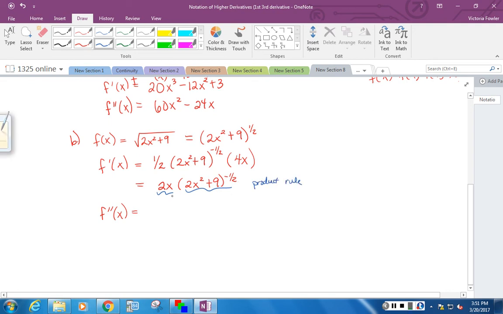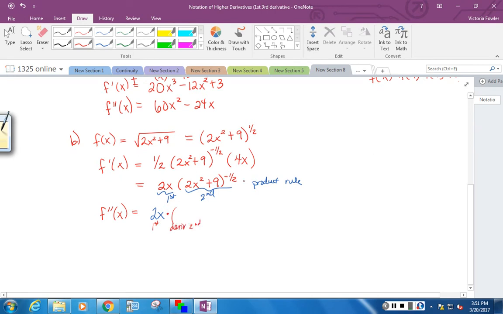And if you recall, we have first times the derivative of the second plus the second times the derivative of the first. And so what I mean by that, here's the first function. So I'm going to do first times the derivative of the second. Well, the second function is going to be using that chain rule. So I'm going to put a little dot here because this is the first times the derivative of the second.